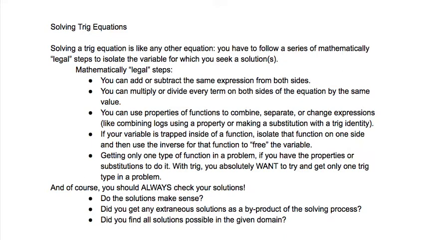Mathematically legal steps are things like you can add or subtract whatever you want so long as you do the same thing to both sides. That's always possible. You can multiply or divide everything on both sides of the equation by the same value, but just remember 0 is not a value we like to use because multiplying by 0 wipes everything out and division by 0 is not allowed. That's an illegal thing. But we could double everything in an equation, so long as we do that to every term on both sides.